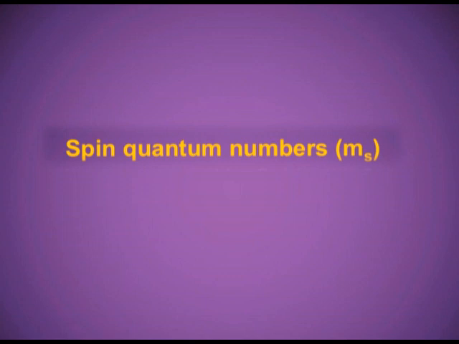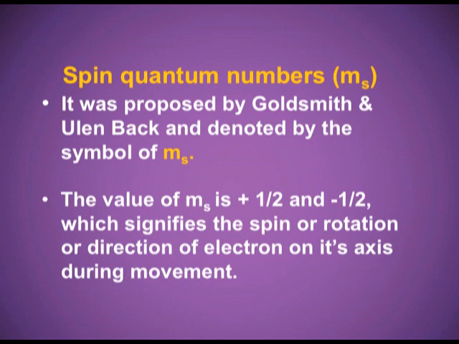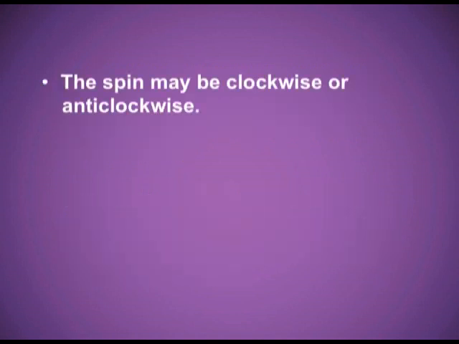The last quantum number is the spin quantum number. This is only for the electrons. Its symbol is small m with a small s on the right hand side as a subscript. It was proposed by Goudsmit and Uhlenbeck and denoted by the symbol ms. The value of ms is plus half and minus half. These values show that electrons are spinning either clockwise or anti-clockwise. I hope the quantum numbers are very much clear to you.